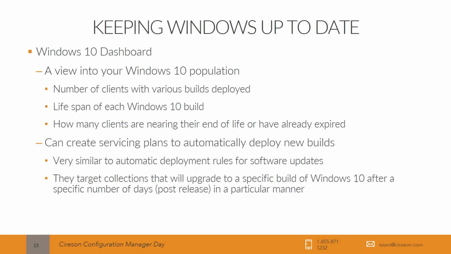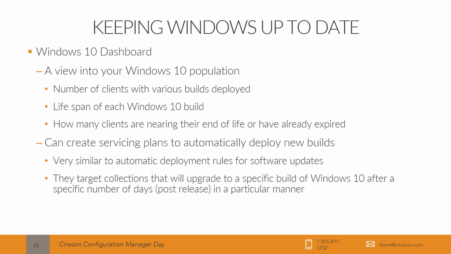You can then create servicing plans to automatically deploy new builds of Windows 10. So very much it's based off of the automatic deployment rule engine that you guys are familiar with from software updates. So very, very familiar with that and based off of that syntax and processing. So you'd basically create an ADR to go ahead and say, I want to deploy 1709 to this pilot collection 3 days after it releases using these parameters. And I want to deploy 1709 after 30 days after it's been declared current branch for business to this set of collections and so on. So that just helps you to do that automatic deployment process.